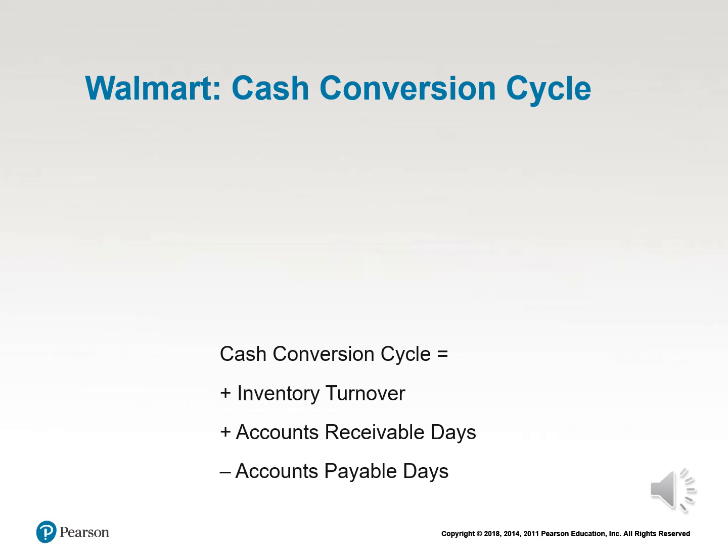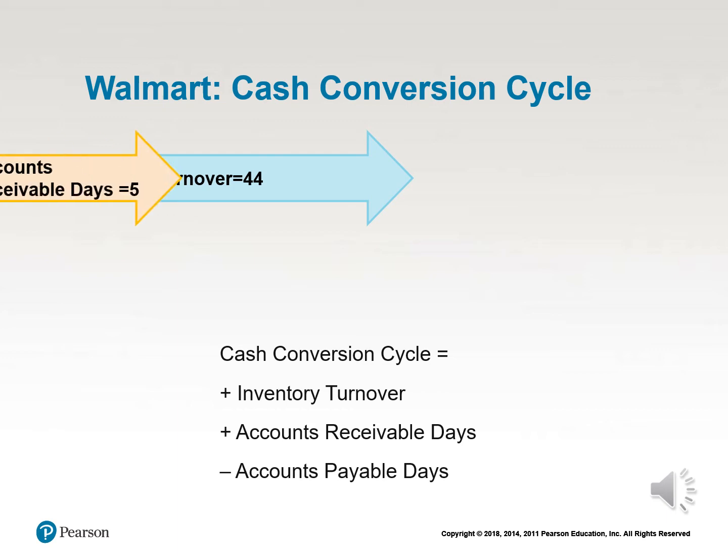Here's an example cash conversion cycle for Walmart. The inventory turnover is 44 days. Think about what that means. It takes 44 days for merchandise to sell. That's pretty quick if you think about it.